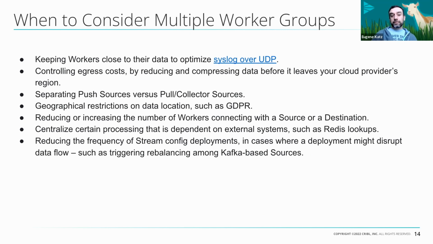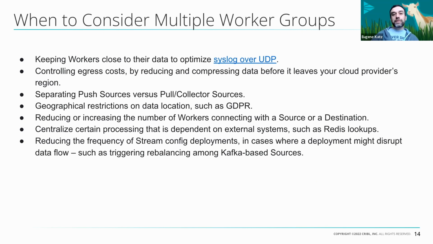All right, so I will talk some more about these different bullet points, and then somebody will stop me at some point, or I'll keep talking. So we did talk quite a bit about the first one, right? Keeping your workers close to the UDP sources. So that's pretty covered. The second one talks about egress costs, right?